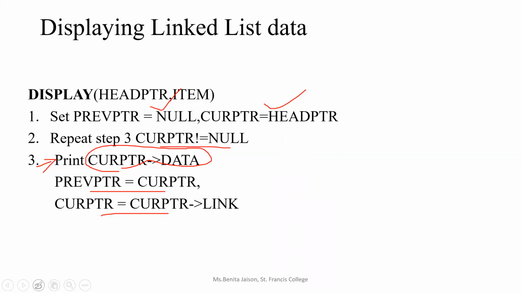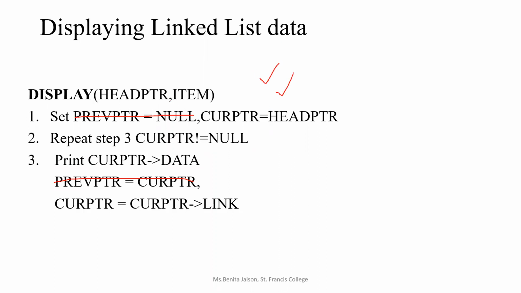Suppose you want to write this traversal algorithm using only one pointer, meaning you can just strike out this previous pointer here and here, then this algorithm will be working. So the same program with one pointer can be used for 2 operations, which are displaying and searching.